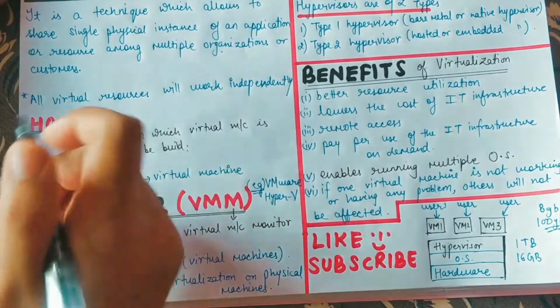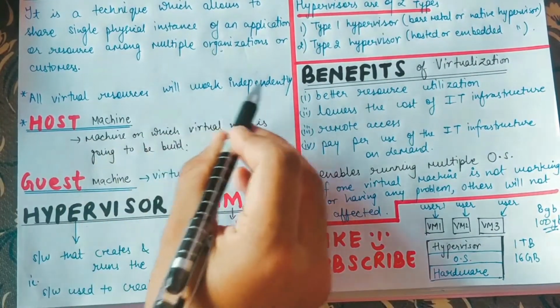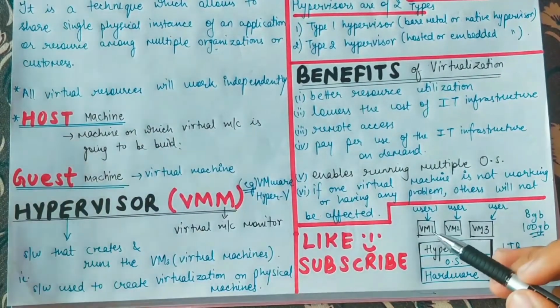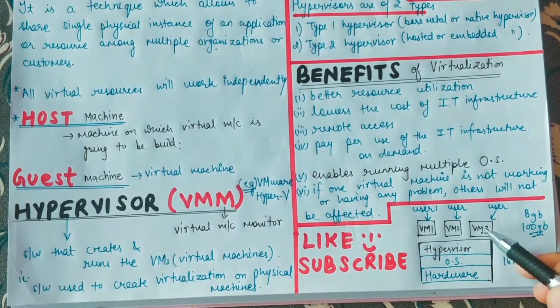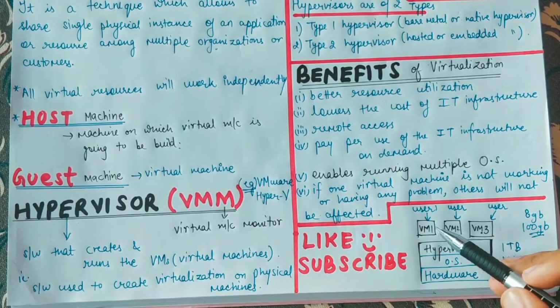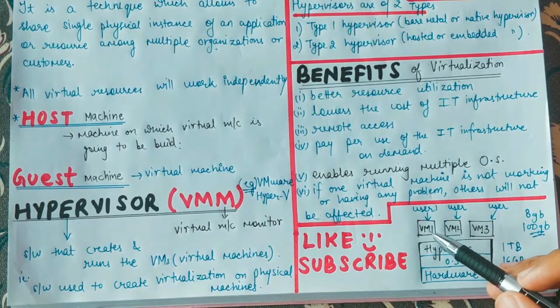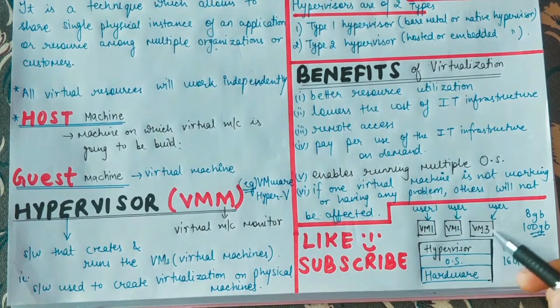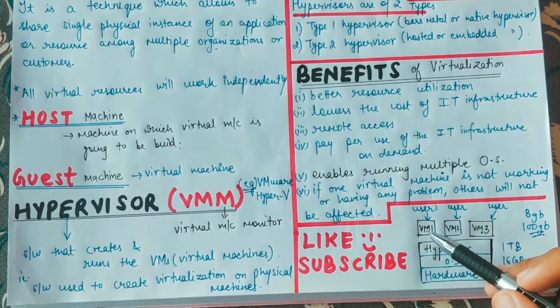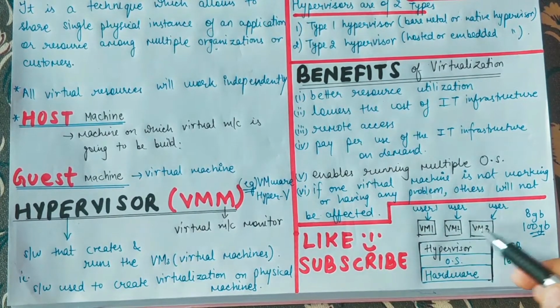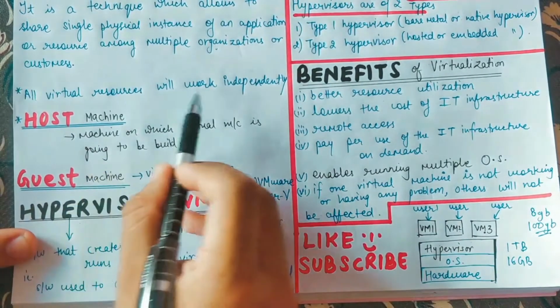Let's see this also. All the virtual resources will work independently, okay? So the working of this virtual machine will not affect the working of these two machines. If something goes wrong in this machine, or if in any case it is not working properly, it will not affect the other two machines, okay? So it is totally independent of other machines, right? So all the resources will work independently.